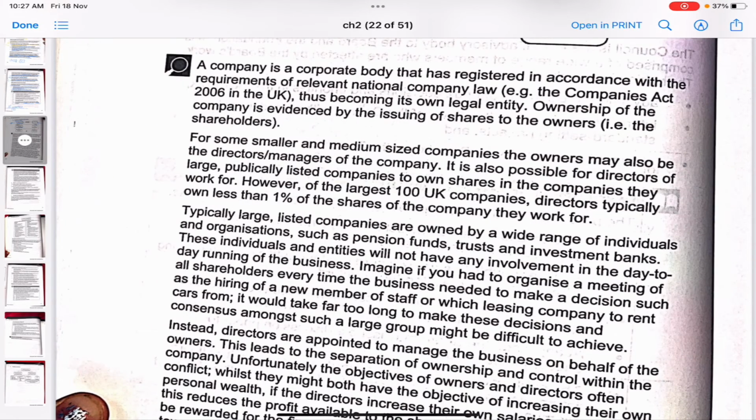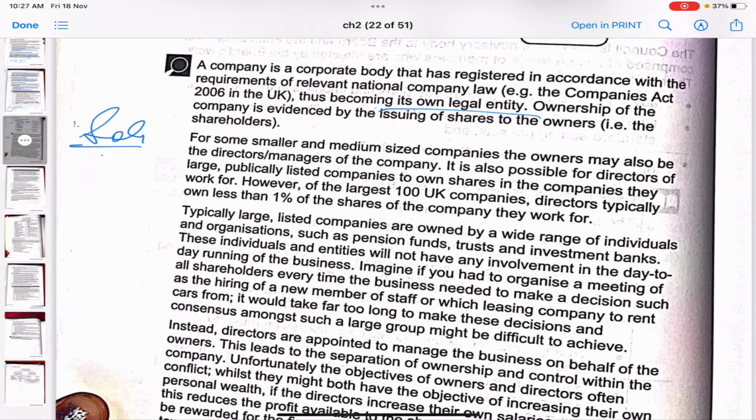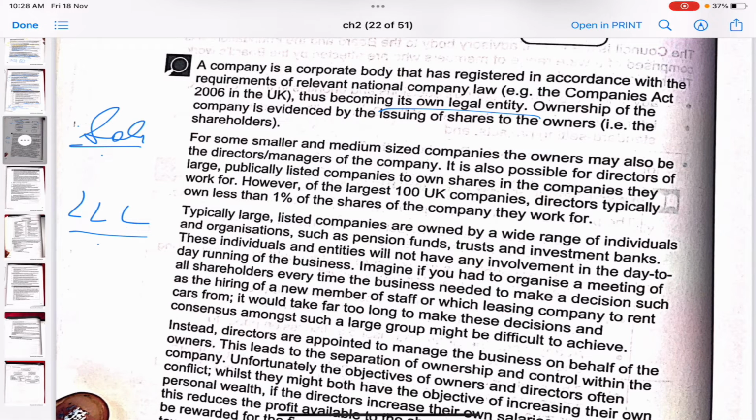A company is a corporate body that has registered in accordance with the requirements of the relevant national company law, the Companies Act 2006 in the UK. We all know that. Thus, it becomes its own legal entity. We know that a company has a separate legal entity from the owner, whereas in a sole proprietorship and a partnership, the legal entity is the same. There is no difference between the owner and the business. But when you're talking about a limited liability company, the business is separate from the owner.